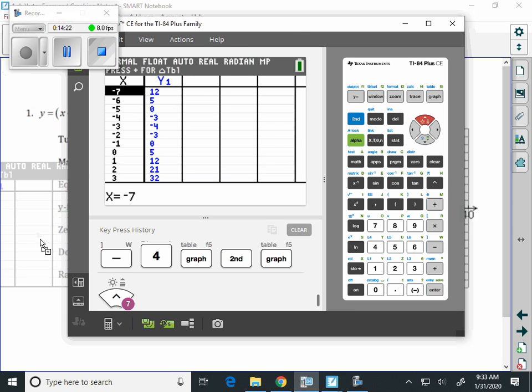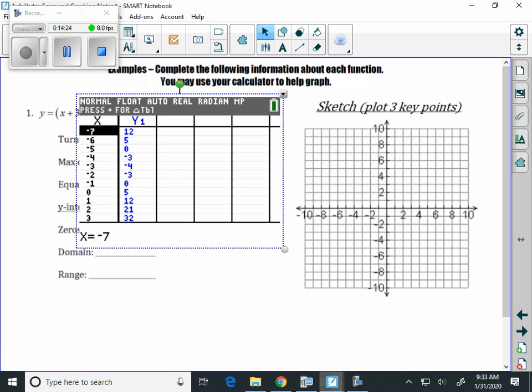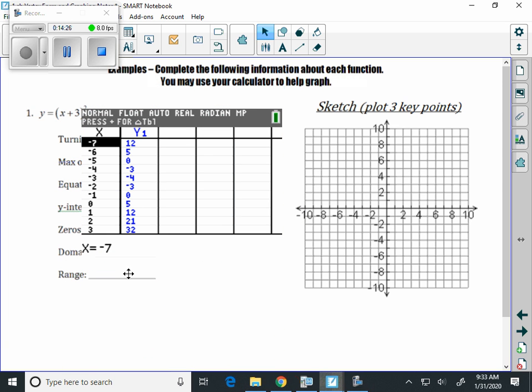And that'll be helpful for a moment here. As we look at the table, here we can graph. Negative 6, 5. Negative 5, 0. Negative 4, negative 3. Negative 3, negative 4. Negative 2, negative 3. Negative 1, 0, 0, 5.